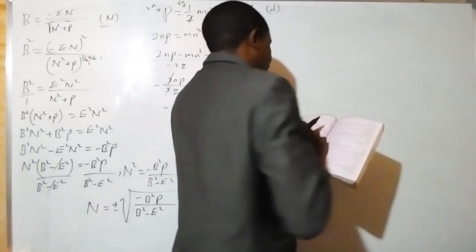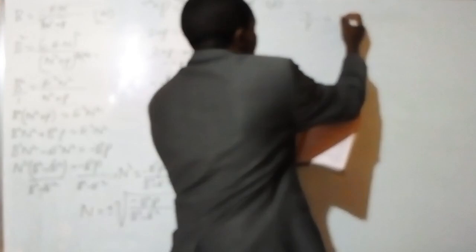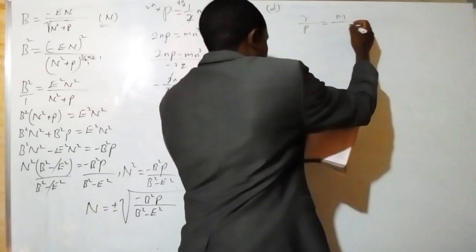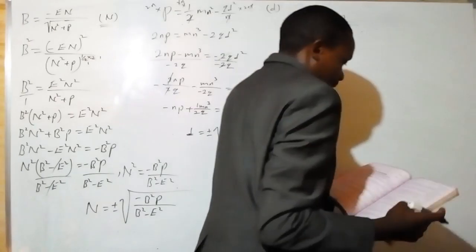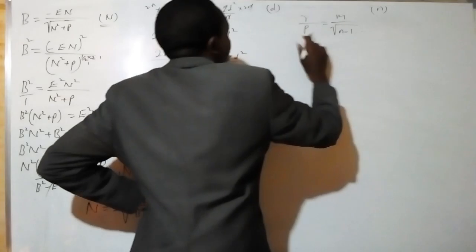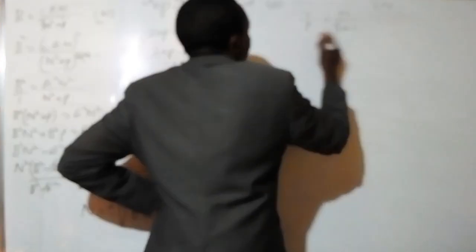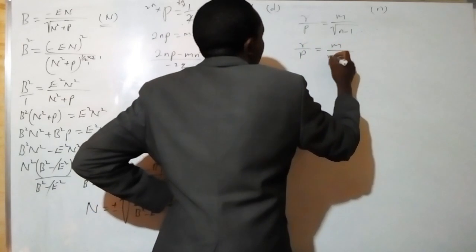Make n the subject of the formula. R over p is equals to m root n minus 1. We are making n the subject of the formula. You open this root: R over p is equals to m, n minus 1 in brackets, to the power of a half.